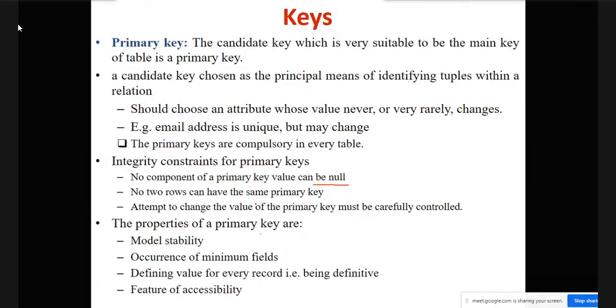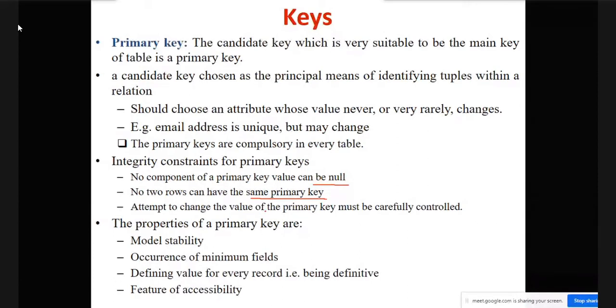No two rows can have the same primary key. No two students will have the same roll number. No two students or customers will have the same email address. No two customers will have the same order number or loan number. So no two rows from the table will have the same primary key value.